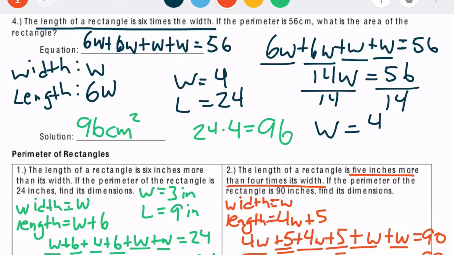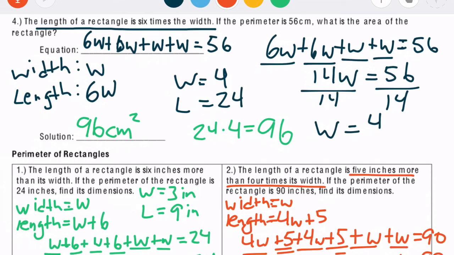It looks like I'm going to run out of room again. So we have 10W equals 80. 90 minus 10 is 80. And then last step is just dividing both sides by 10. So W, the width, is going to equal 8 inches. And then the length, look back to the start, we defined the length as 4W plus 5. So if W is 8, 8 times 4 is 32, and 32 plus 5 is 37 inches.